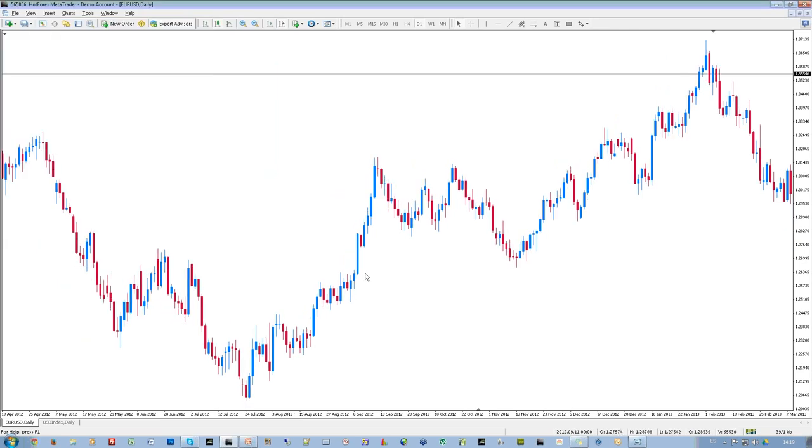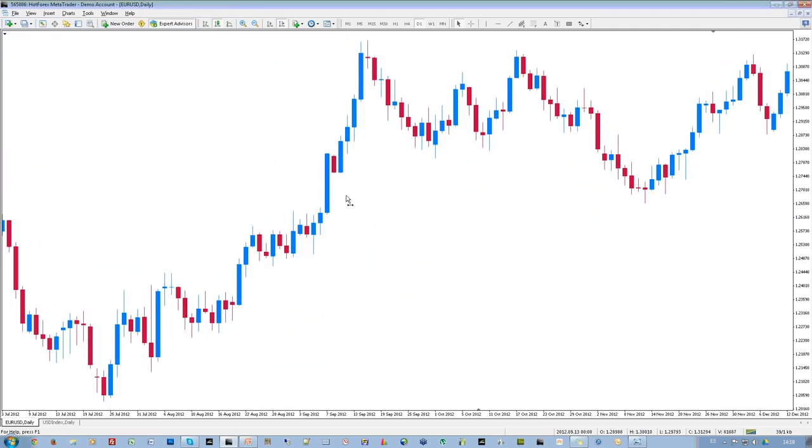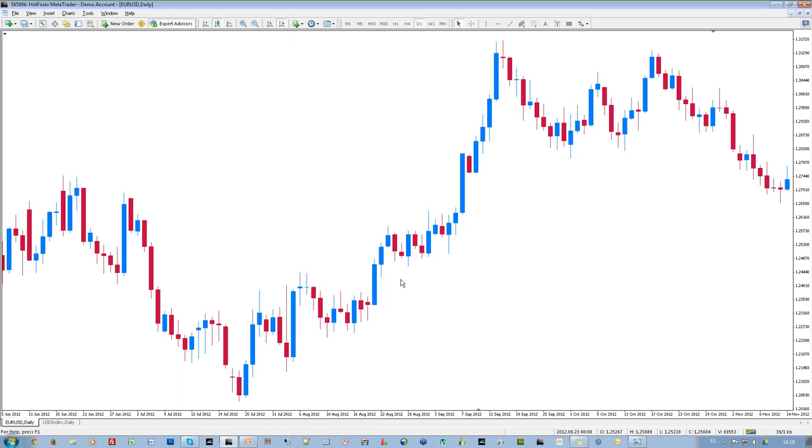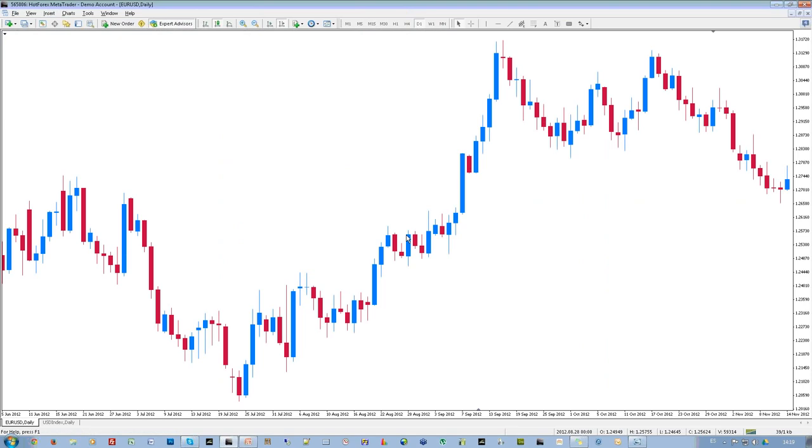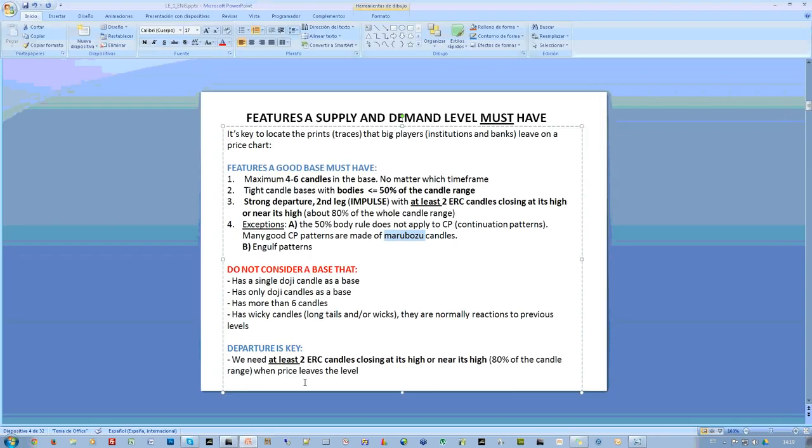It stands out. See, this is the exception I was talking about before for the basing right here for the CPs, continuation patterns, because they are normally made of tight range candles, Marubosu candles. Marubosu candles are candles with a tight range, small bodies with almost no wicks or tails. So look at this.